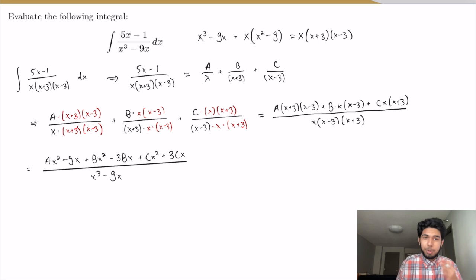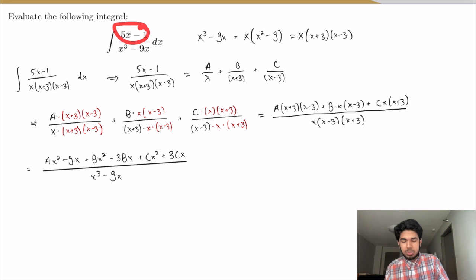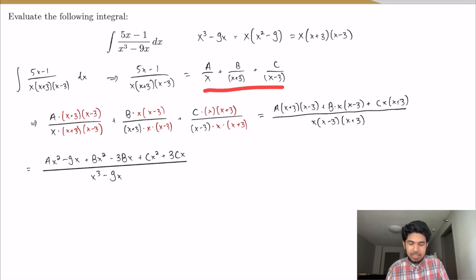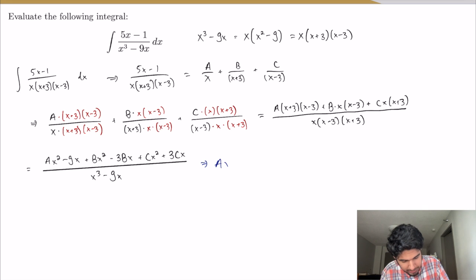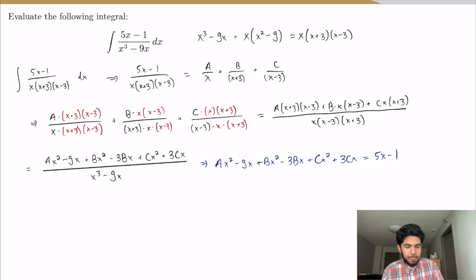Good. So our numerator must be equal to 5x minus 1 because we claimed that this fraction decomposes into this. So we need the sum to be the same thing. So what we want is ax squared minus 9a plus bx squared minus 3bx plus cx squared plus 3cx. We want that to equal 5x minus 1. And as we saw in the example, this should induce some systems of equations. So let's try to obtain those systems of equations.